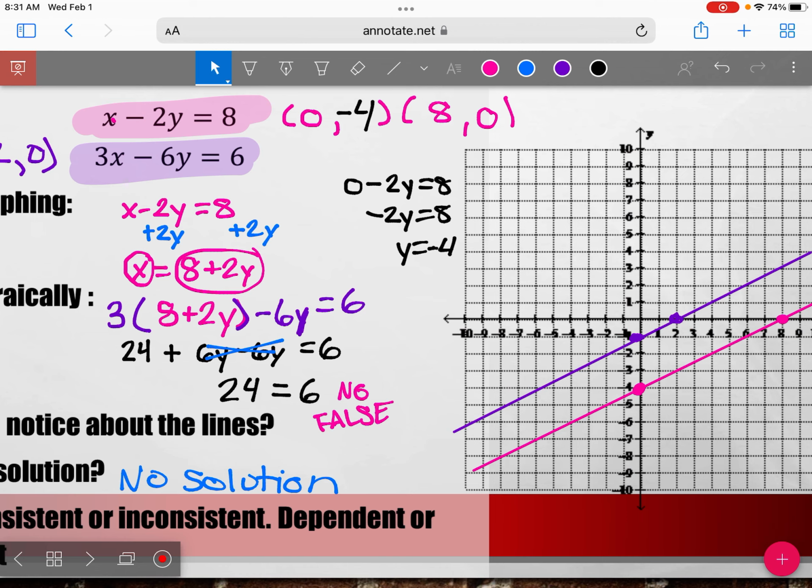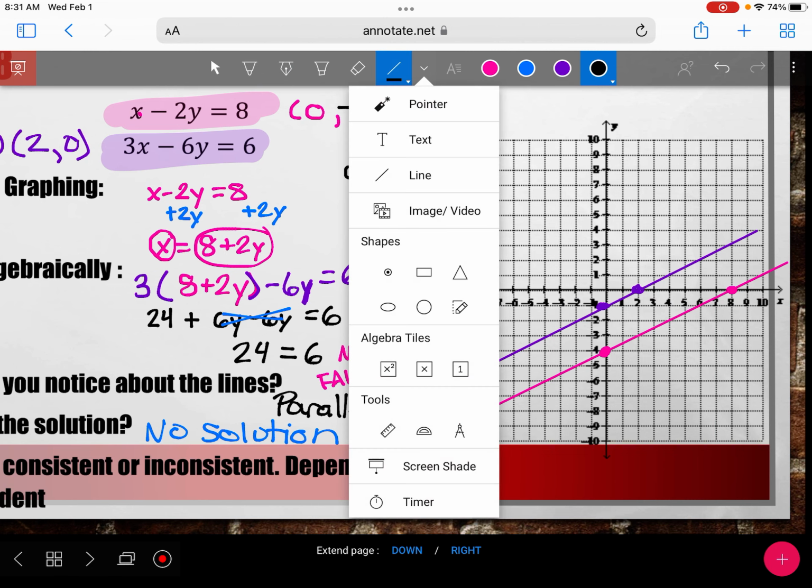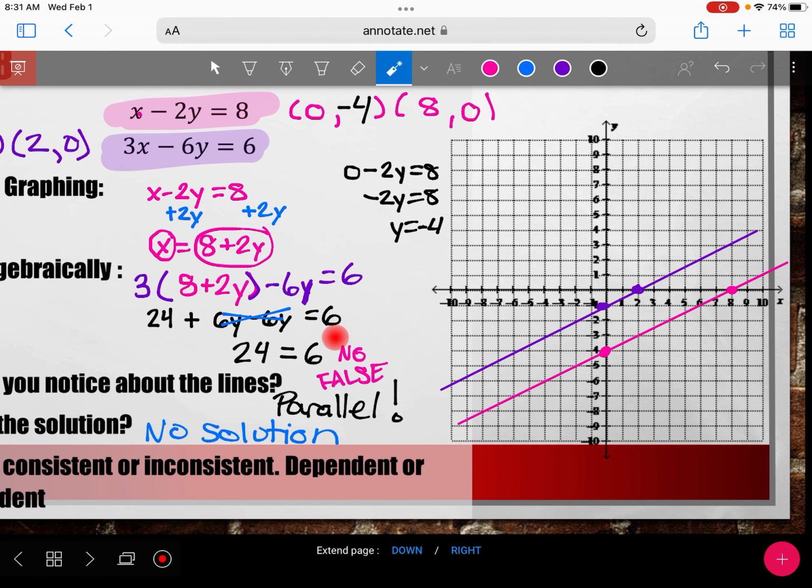Because what do we see about these lines? They're parallel. Do parallel lines ever cross? No. They are parallel. That means there is no solution. So if we wind up with something that is inherently false, it means we got parallel lines and there's no solution, because they never ever cross.